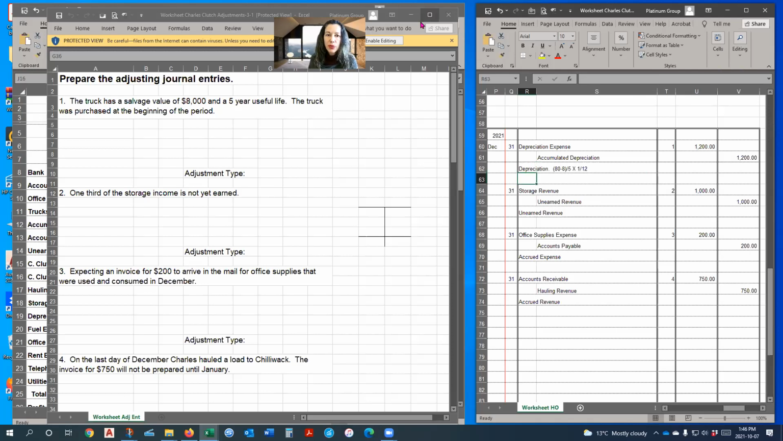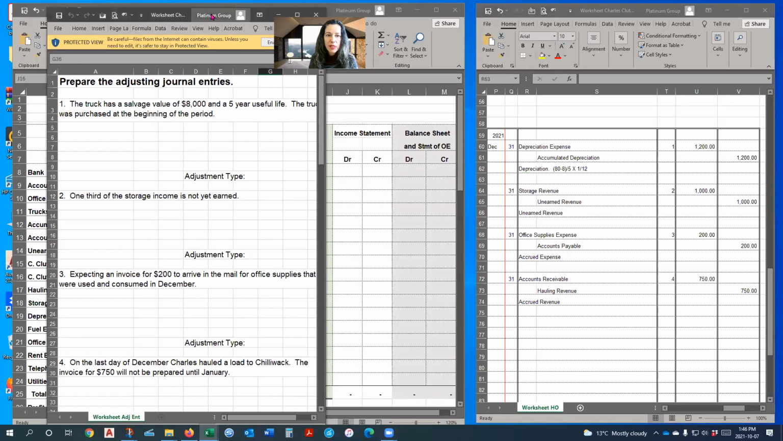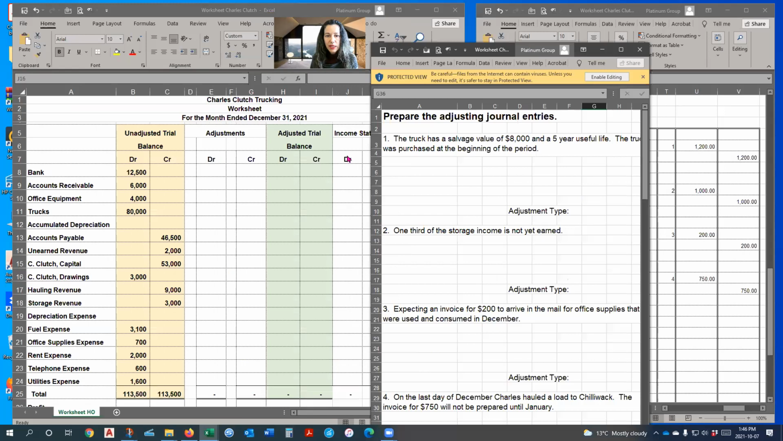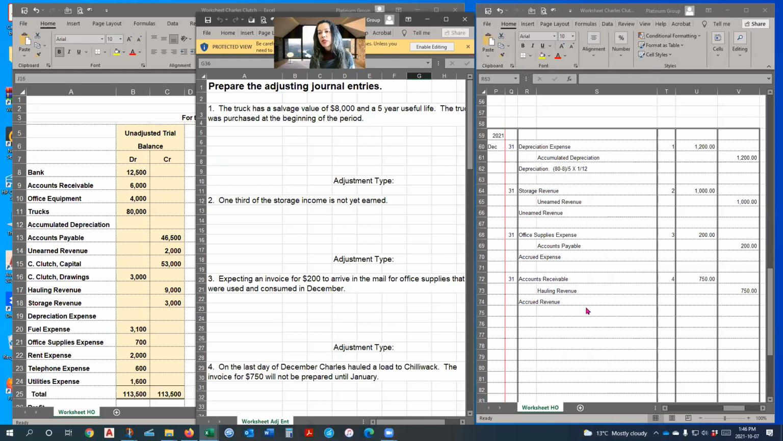Why? Because if we look at Charles Clutch's worksheet here, what does this say? It says for the month ended. So we're looking at a 1 month period in our income statement. We have to prorate this, so the amount is $1,200.